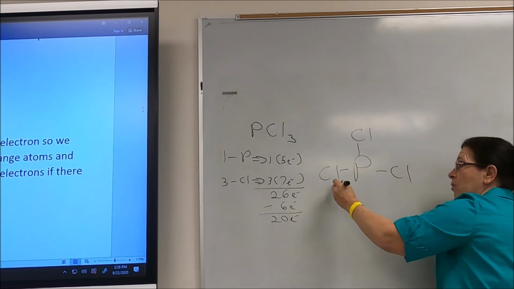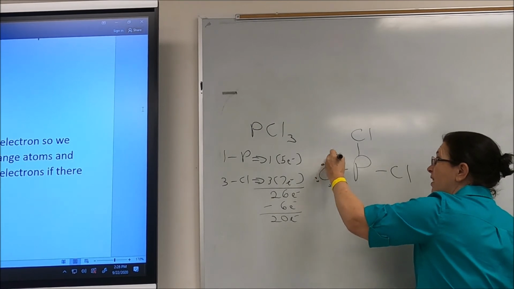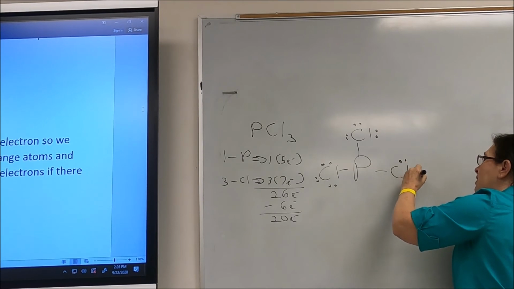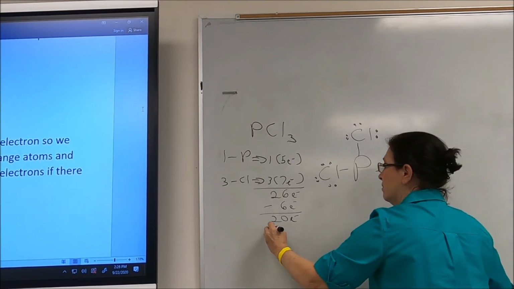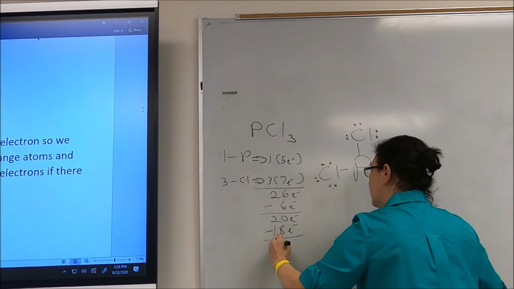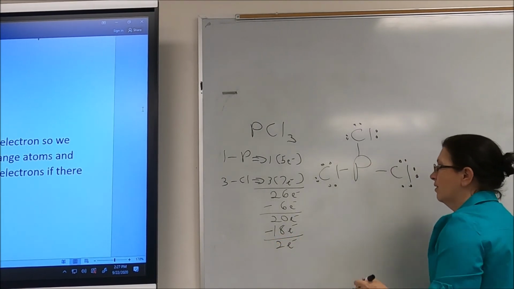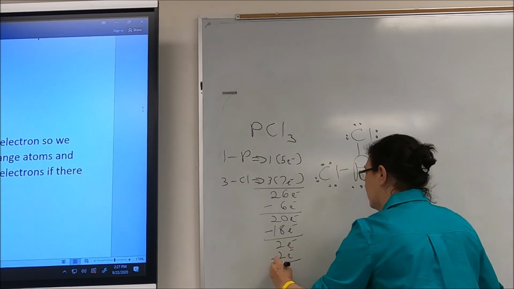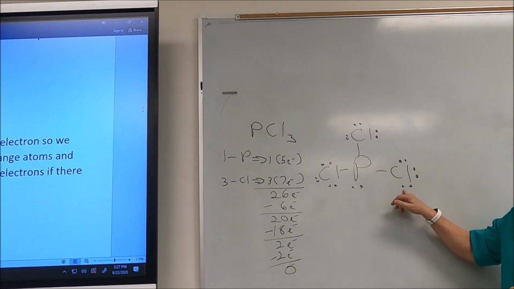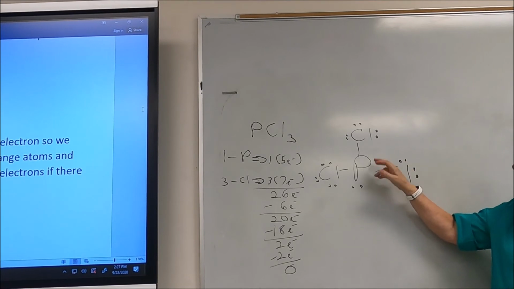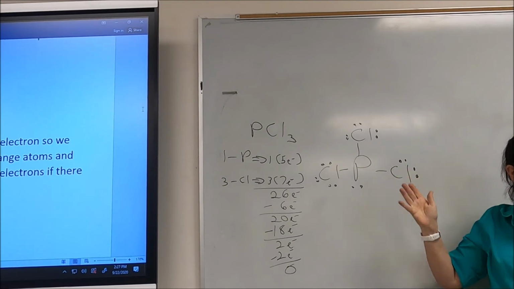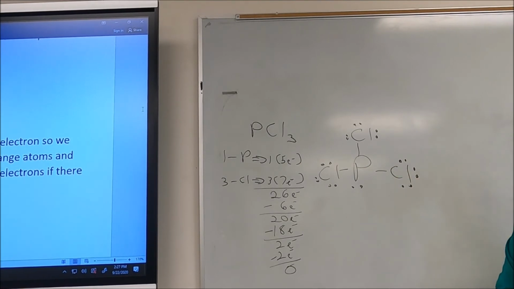I give them out as lone pairs, 2, 4, 6, 8, 10, 12, 14, 16, 18. That leaves us 2 electrons. So they're going to go to the phosphorus as a lone pair. Chlorine here sees 2, 4, 6, 8. That one sees 8. That one sees 8. The phosphorus sees 2, 4, 6, 8. Okay? So those are some examples.